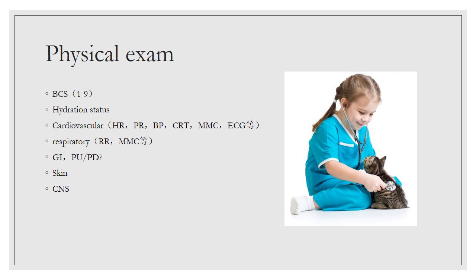So if the patient's having PUPD, what about the skin condition of the patient? And what about the central nervous system? Like what we said before, if the patient was too thin, we need to worry about hypoglycemia, worry about the body temperature of the patient.